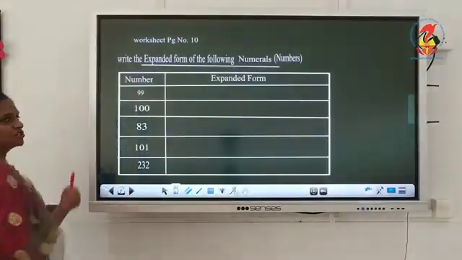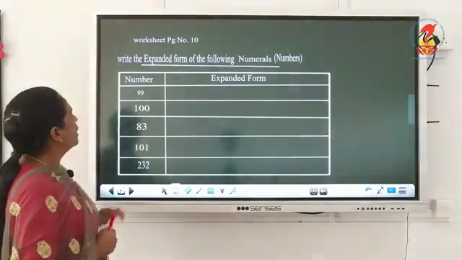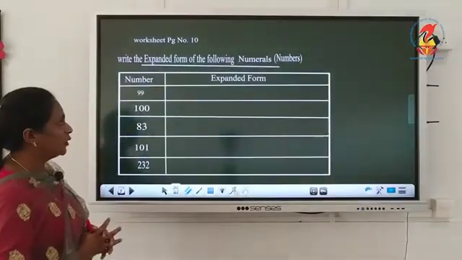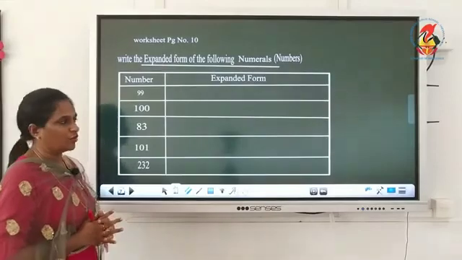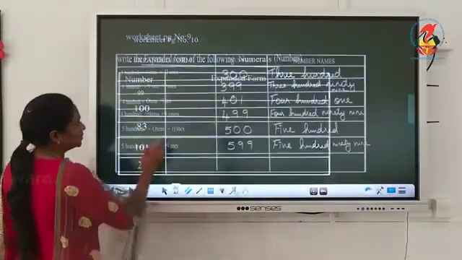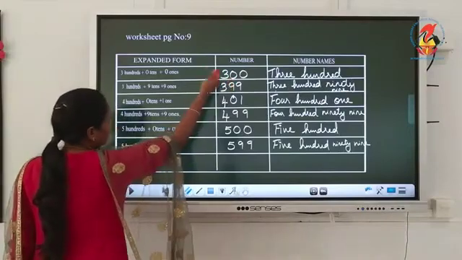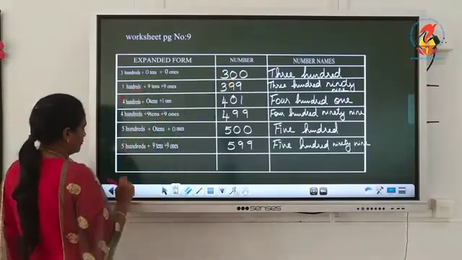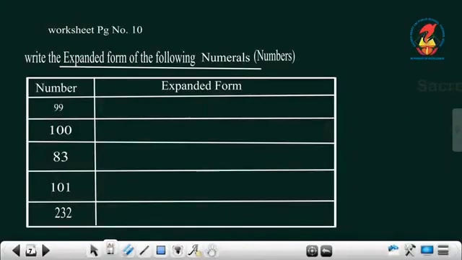Now let's move on to worksheet page number 10. Write the expanded form of the following numeral. Numeral means the number given over there. So how will you write the expanded form? Like this you have to write. Same way, the number is given 99. How will you write in expanded form? 9 is in ones place and other 9 is in tens place. 9 tens plus 9 ones.